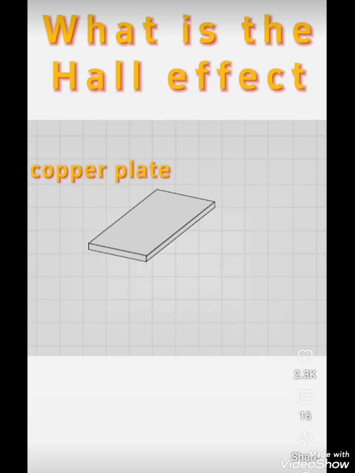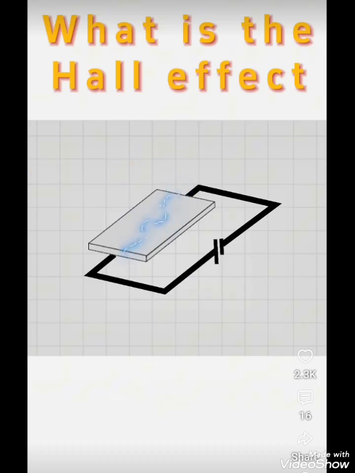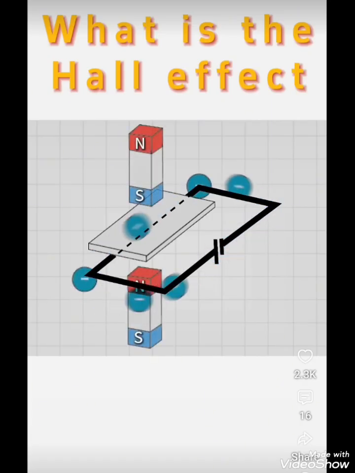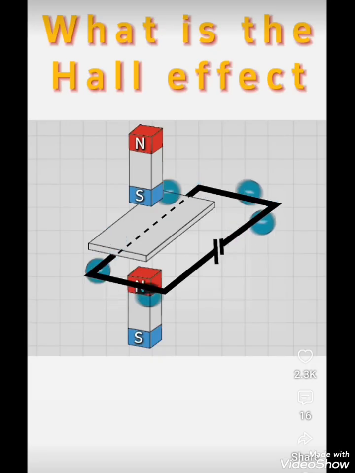Taking a copper plate as an example, we apply voltage across the two ends of the copper plate, allowing current to flow through it, and electrons will flow from one side of the plate to the other along the wire. At this time, near the plate, introducing a magnetic field, the motion of electrons will be disturbed due to the Lorentz force.